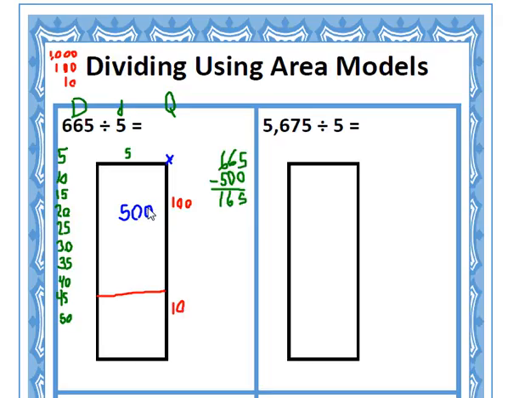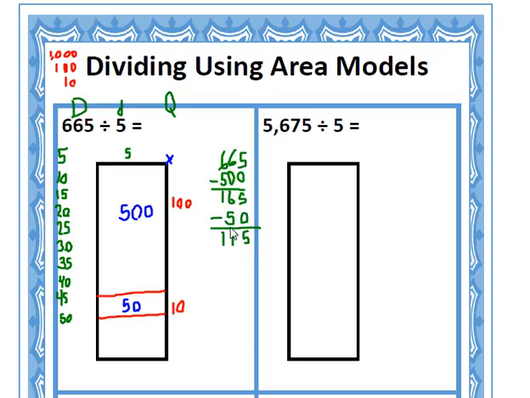And so now we're going to multiply 5 times 10. 5 times 10 is 50. And it's going to take up a little space, so I'm going to put a line. It doesn't take up as much space. 50 is much smaller than 500, so it takes up less space. That's why I put my line closer together. Now I'm going to subtract 50 from 165, leaving me a difference of 115.